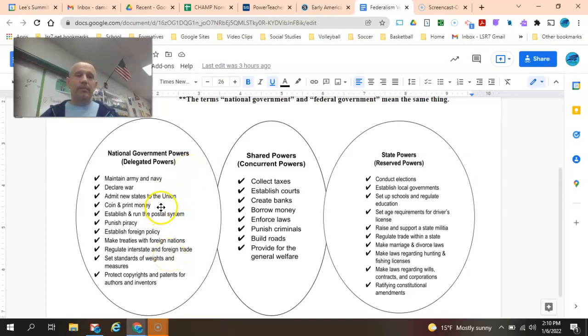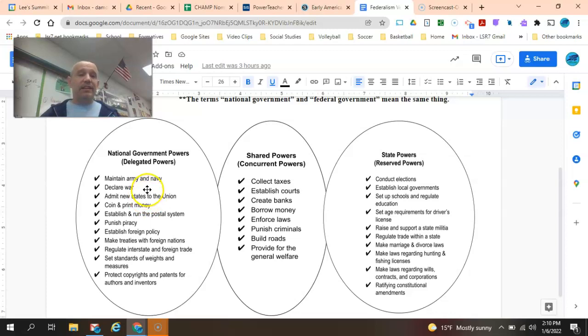So let's take coin and print money, for example. We have a U.S. dollar. And no matter what state in the United States you go to, a U.S. dollar is a U.S. dollar. There's no such thing as Missouri dollars or Kansas dollars or New York dollars or Alaska dollars. Okay, each state does not have its own currency. Now, each state did have its own currency under the Articles of Confederation, and that was a big train wreck during that time period. So that's one thing that the federal government controls.